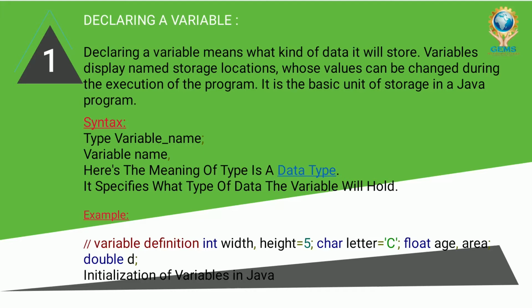The kind of data means the data may be an integer, float, double, long, short, byte, string, character, whatever it may be. So the variable decides the kind of data, and the name of the variable is the storage location. We will discuss this point. Look at here, just look at the syntax.